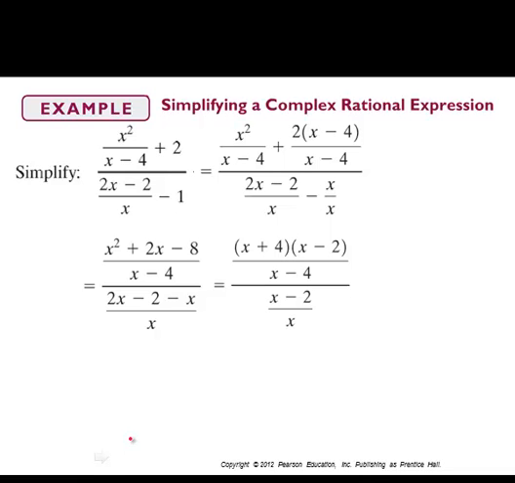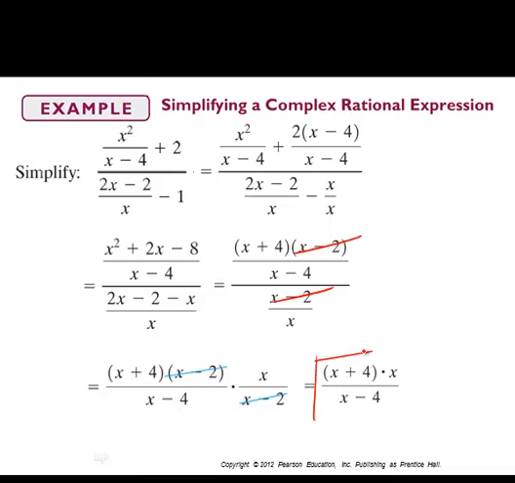however we can. Now at this point, we're going to then take the numerator times the reciprocal of the denominator. Notice now we are going to cancel a common factor of x minus 2, just like we could have done up here as well, leaving us with x plus 4 times x divided by x minus 4, which is as simple as we're going to get it.